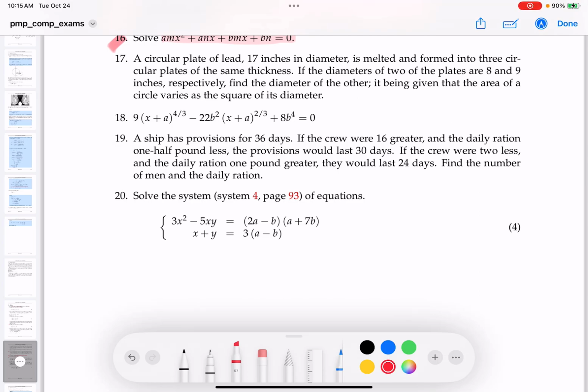All right, 17 is another word problem, and it says, a circular plate of lead, 17 inches in diameter, is melted and formed into three circular plates of the same thickness. I can visualize that, by the way. If the diameters of the two plates are 8 and 9 inches respectively, find the diameter of the other, it being given that the area of the circles varies as the square of the diameter. All right, so let's go to the whiteboard.